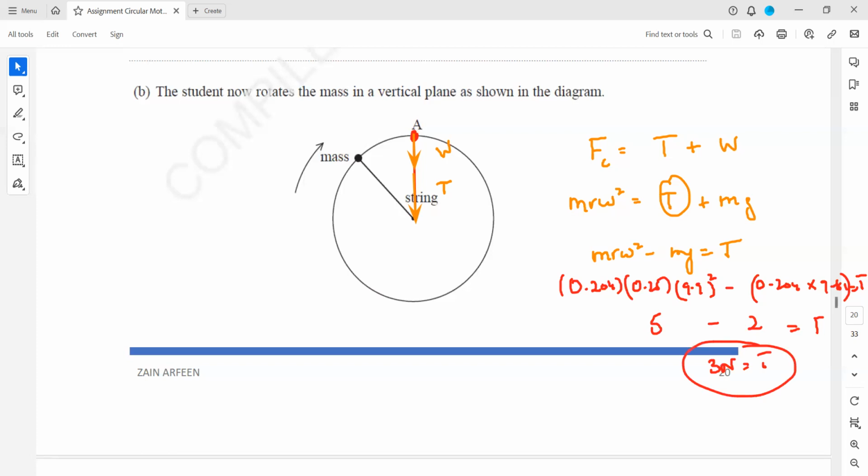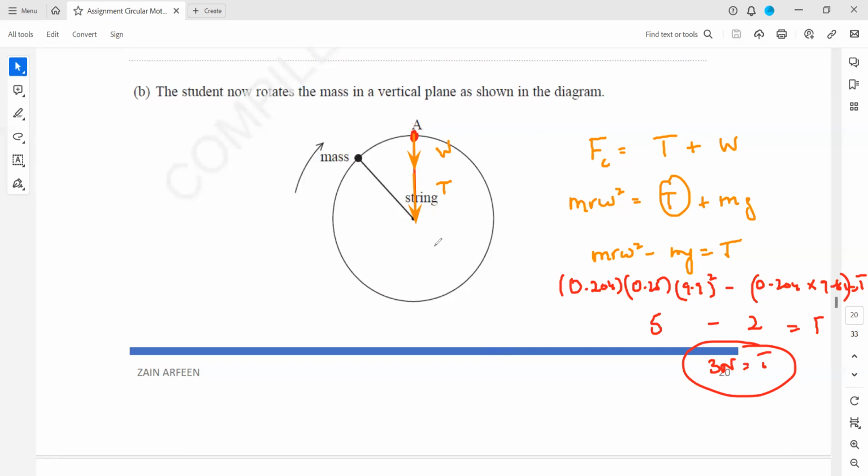So 3 newtons is the tension in the string, and that will be the minimum tension. This will be the minimum value of the tension. When it is on the opposite side, the value of the tension will be maximum. Is it clear, this one?